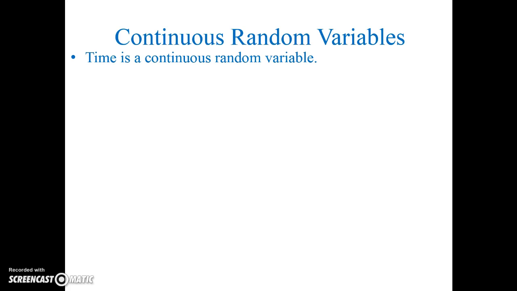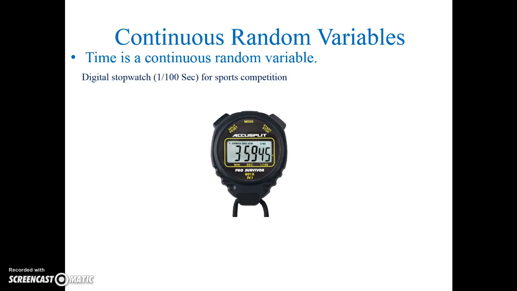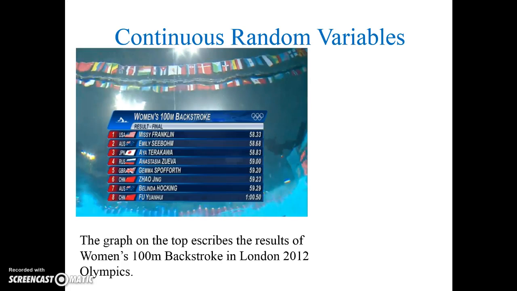Okay, time, as we said before, is a continuous random variable. Here's an example of a stopwatch. It is a digital stopwatch with accuracy up to 1 out of 100 seconds for sports competition. And this is a graph for the women's 100-meter backstroke in the 2012 London Olympic Games. And here's the final result. Let's take the top 3 as an example. If we only measure seconds up to a single digit, then the first 3 are actually tied, because they all have 58 seconds, right? So you really have to improve the accuracy in order to see who won the gold medal, who got silver, and who got bronze.